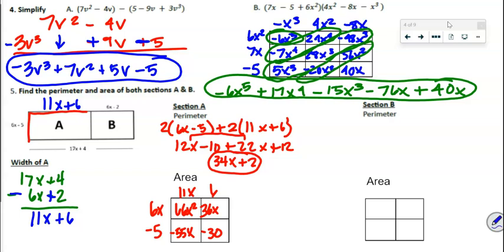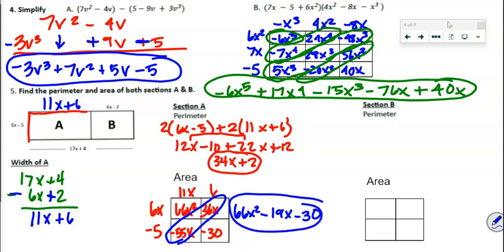Remember again that the diagonals have like terms, right? So we're going to combine those. So this is going to be 66x squared minus 19x minus 30. All right, do the next one. Come back to me when you're done.